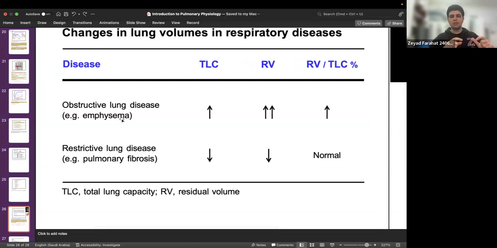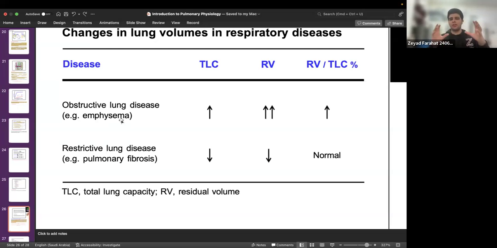But in the case of the restrictive lung disease, the lungs are thickened. They're very thick. They're very hard to expand. So what happens is when you expire, you can't expire fully. So by time, the TLC, the total lung capacity, decreases, and the RV decreases, but everything decreases in the same situation.